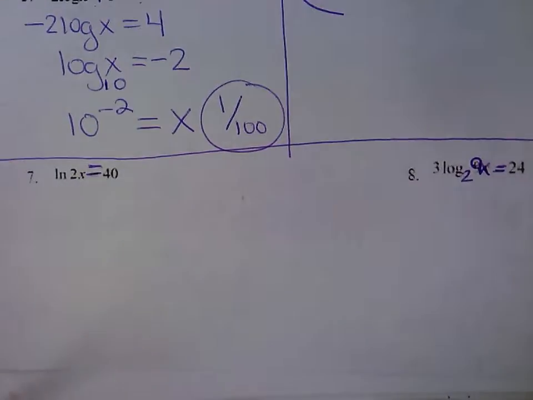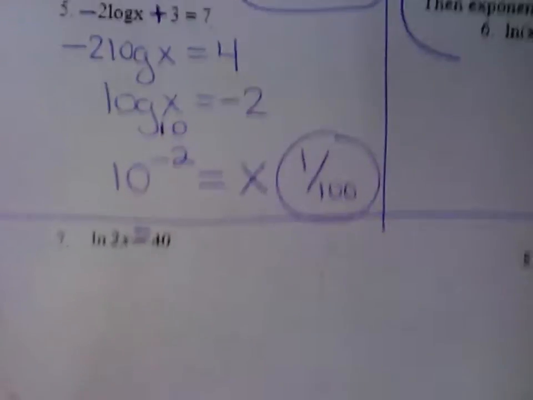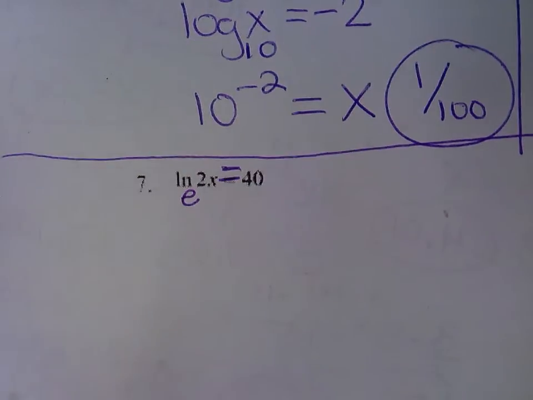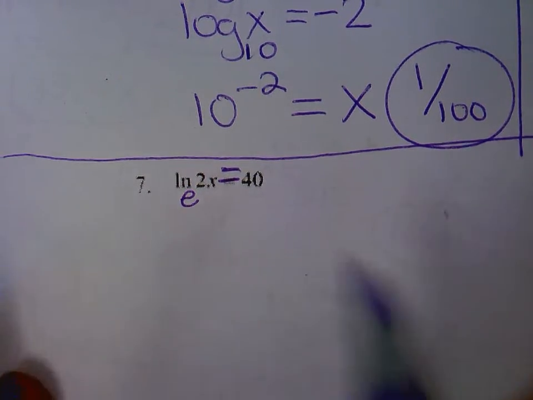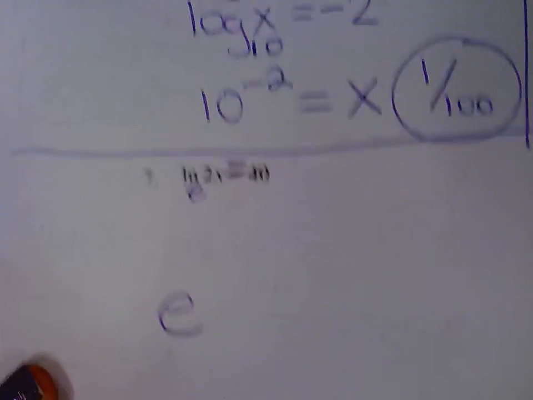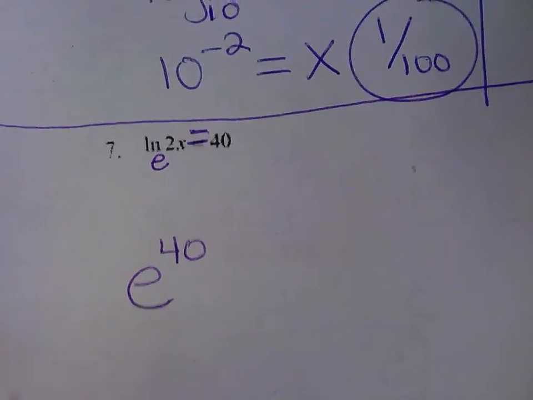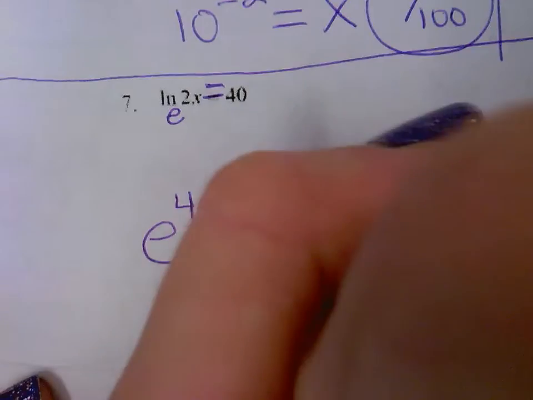I need there to be a base. So what is the base when you have a natural log? E. So I'm going to write the E down there in the base so that I can change it into an exponential. So my base of my exponential would be E. The power is going to be a huge power, e to the 40th. So I'm not going to type this into my calculator. And that's equal to 2x.